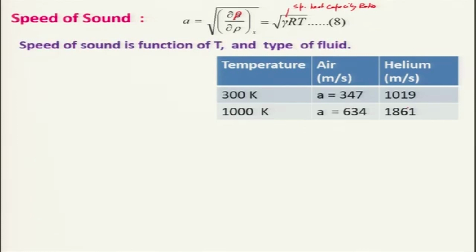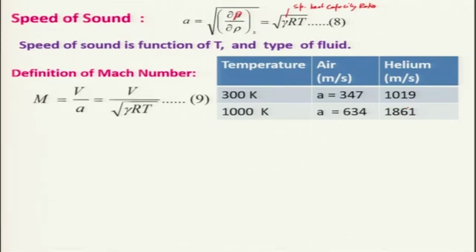So, the speed of sound, what we have seen, is a function of temperature and also the type of fluid through which it is moving. The Mach number which we will be using for our case is defined as the ratio of velocity and the speed of sound, which is nothing but V divided by root over gamma RT, because this is the expression for the speed of sound.